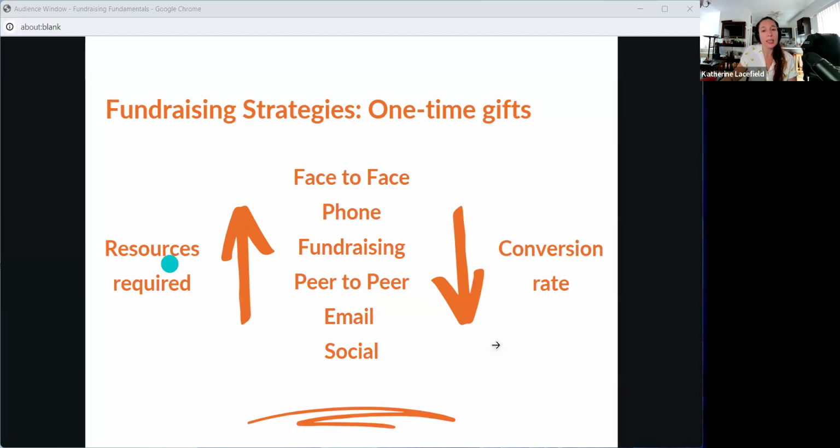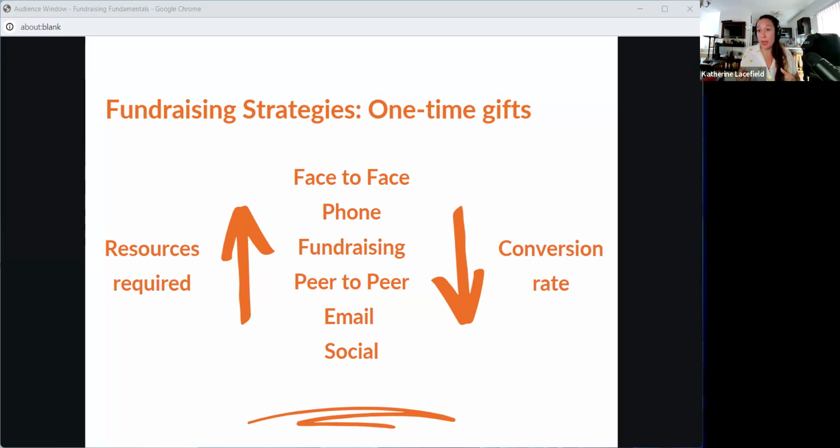Peer-to-peer is a really good strategy because you're mobilizing your network of ambassadors, of volunteers, board members, your friends and family to solicit their own networks to bring money to your nonprofit. The advantage of that is that you're widening your network and allowing for new donors. That's where the acquisition can come in.